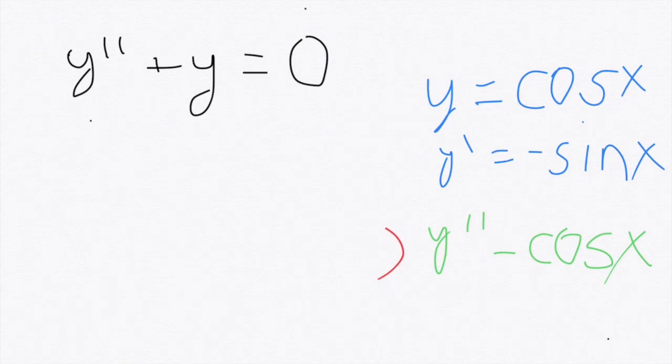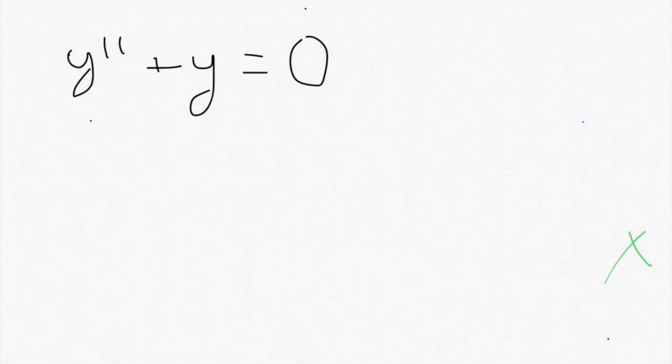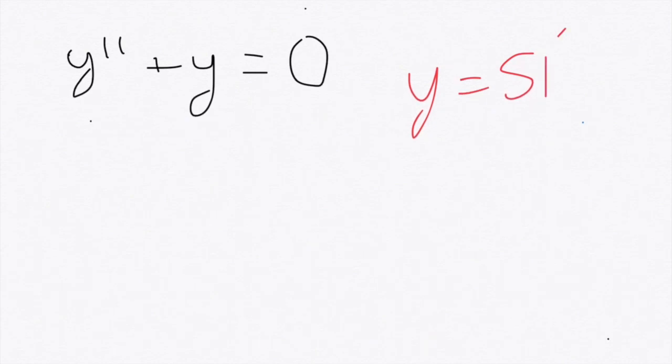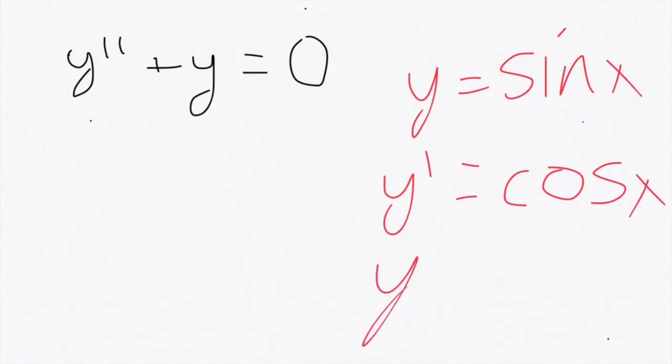But another function we can use is sine of x. And so we're going to get y equals sine of x. y prime is equal to cosine x. And y double prime is equal to negative sine of x. And see, this also satisfies it.